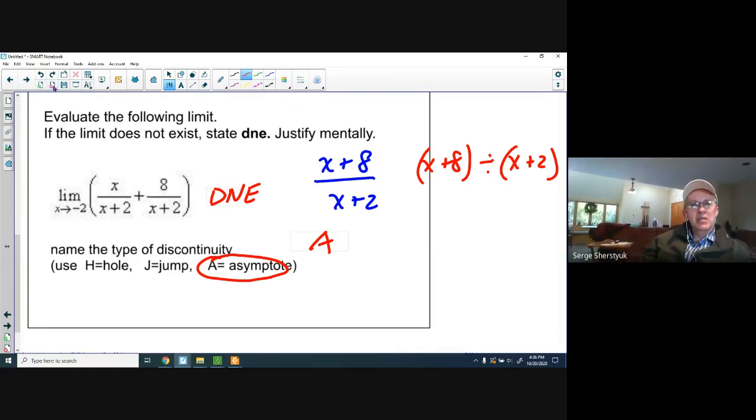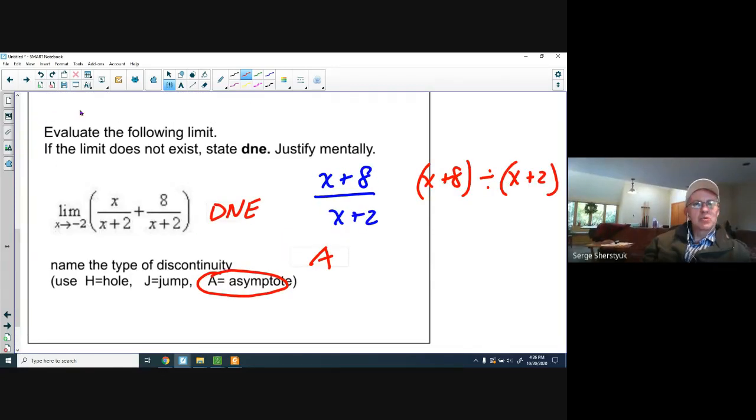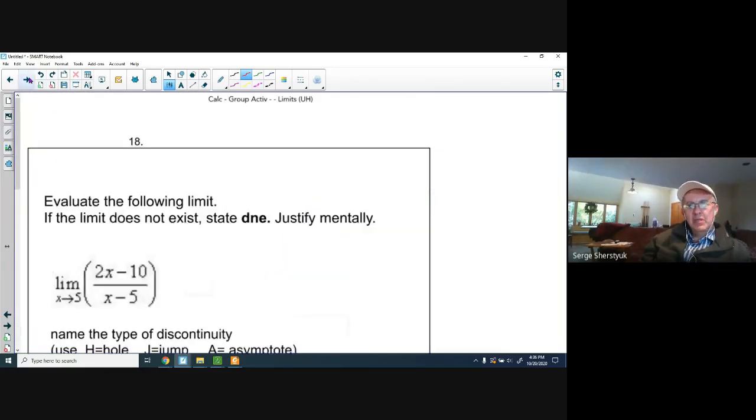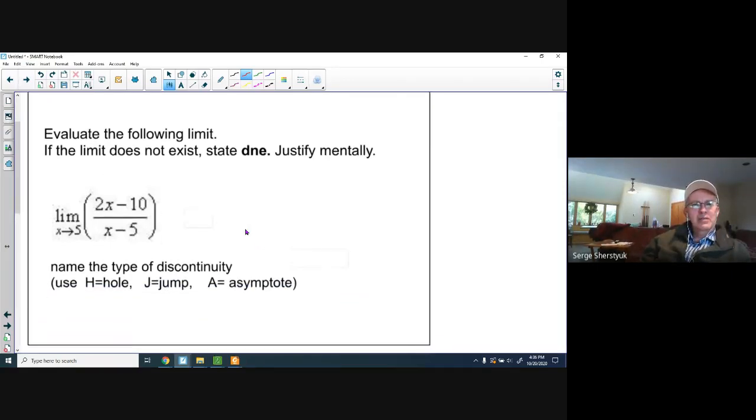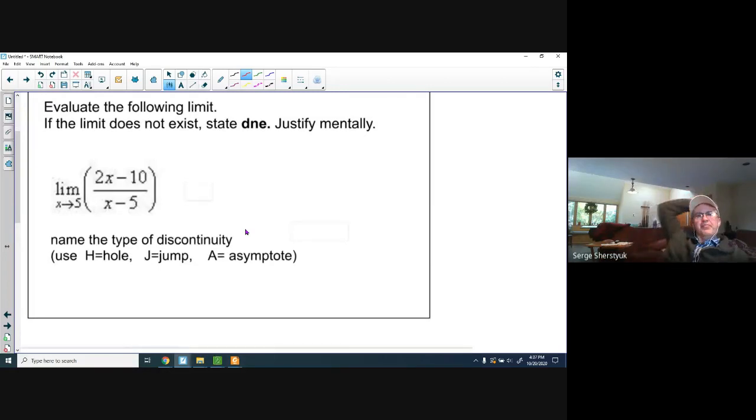So, all right, next one. And there's no more on this page. All right, how are we doing time-wise? I don't know. Got to go. Evaluate the following. If the limit does not exist, state and justify mentally.